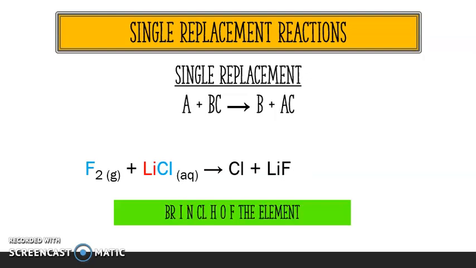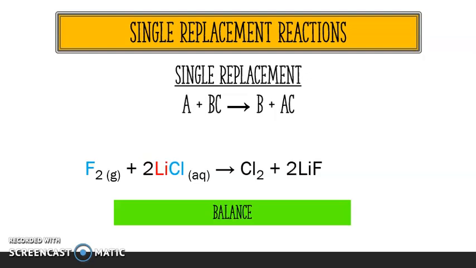Luckily, again, this is a positive one and a negative one, so they will crisscross and reduce. Next, make sure that you Brinkelhoff your element. Now, chlorine is part of Brinkelhoff, so when we write it by itself, we do need to put a little subscript 2 to make it diatomic. Finally, we want to make sure that we balance our chemical equation, and I can do that simply by putting 2s in front of our lithium compounds. And we need to make sure that we put in those state symbols.